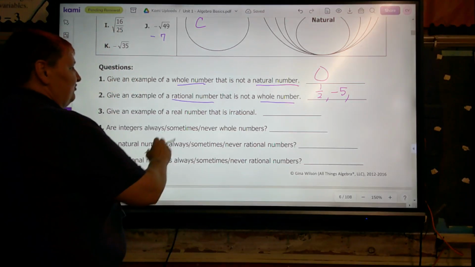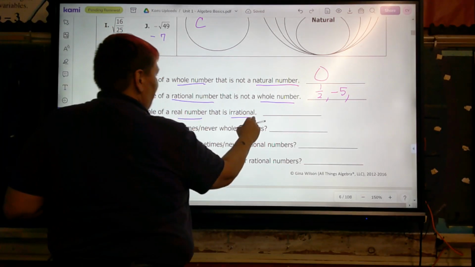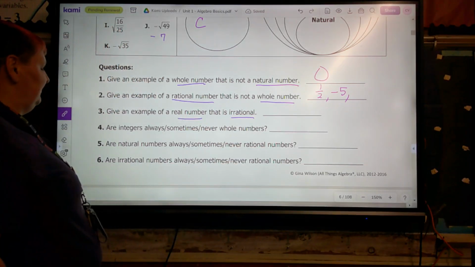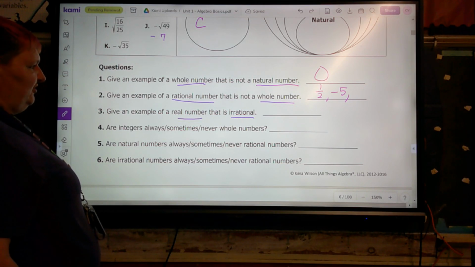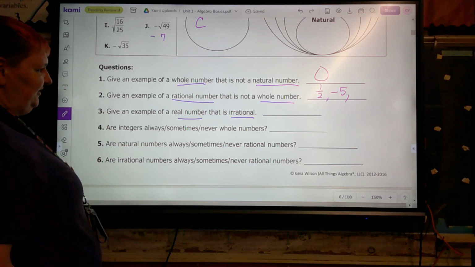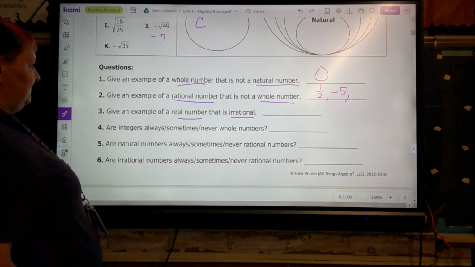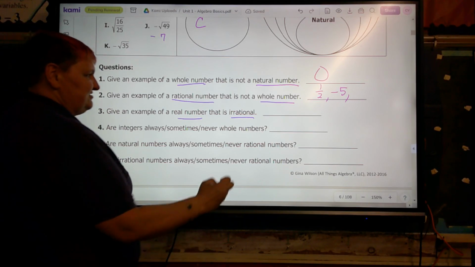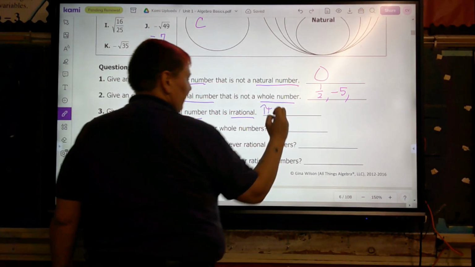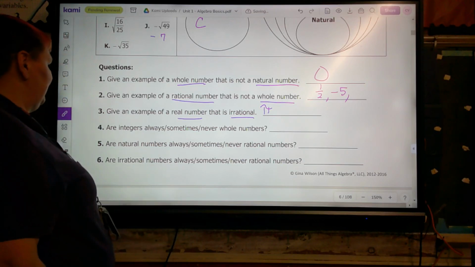Give an example of a real number that is irrational. Irrational numbers are never-ending, non-repeating decimals. So pi is a perfect example, or any of those other examples we talked about.